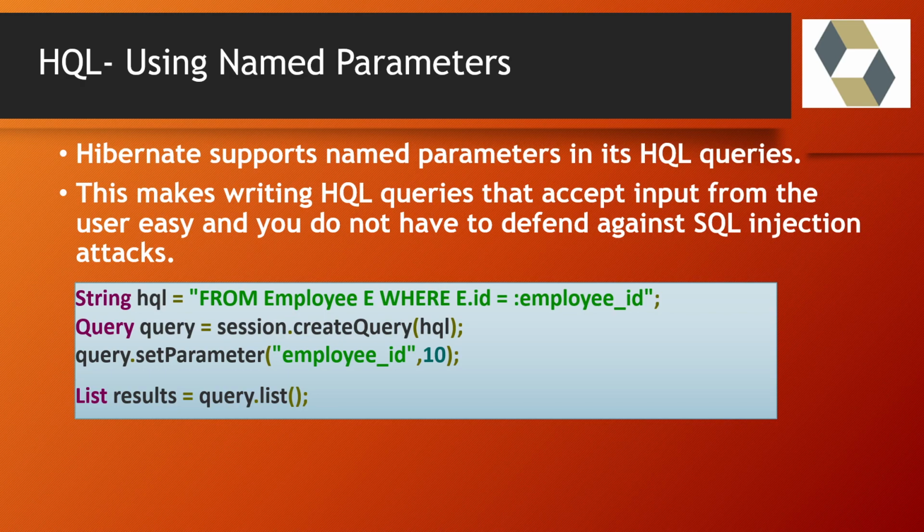So when you find colon employee ID, in JDBC we used to give what? The question mark symbol. So here it is a colon and the name of the property. For that property, you're passing the value. Query dot set parameter: employee ID, and what are you passing? 10. So what does it mean? From employee, I want to display the employee with employee ID of 10. What is this query? To display the details of the employee whose employee ID is 10. That is done with the help of set parameter.